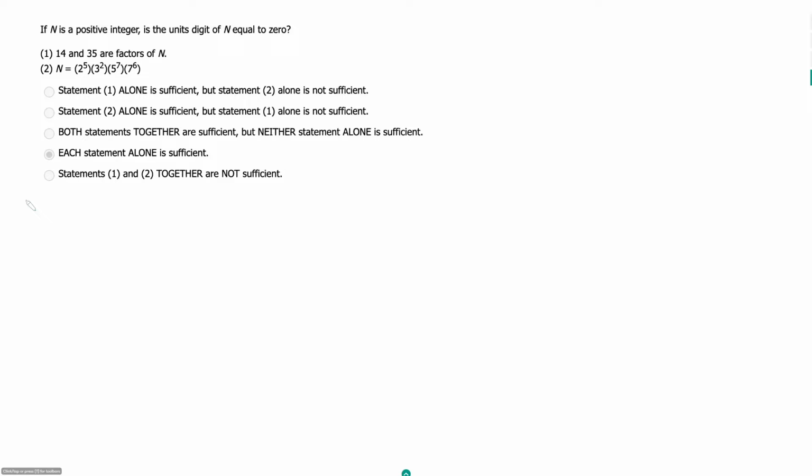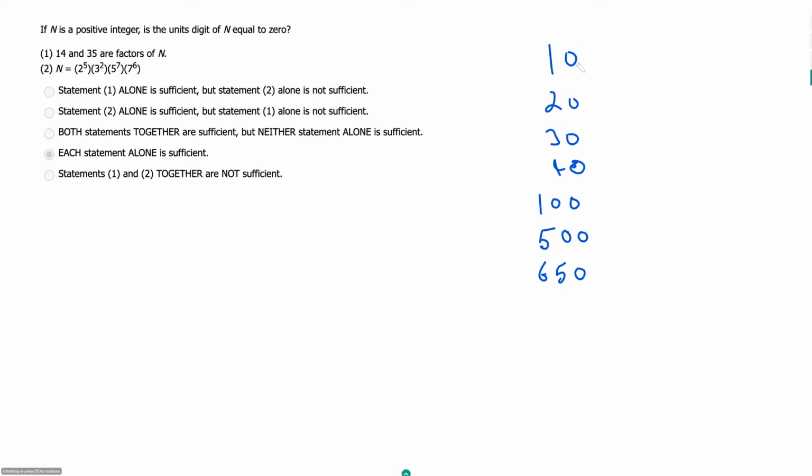If n is a positive integer, is the units digit of n equal to a 0? And so what does that mean if we have a units digit of 0? So what are some numbers with a units digit of 0 if we are looking for patterns here? So 10, 20, 30, 40, 100, we can say, right? 500. 650. These all have units digits of 0.